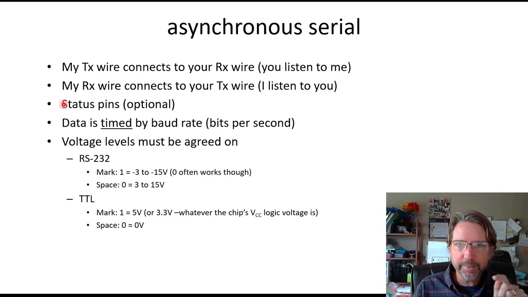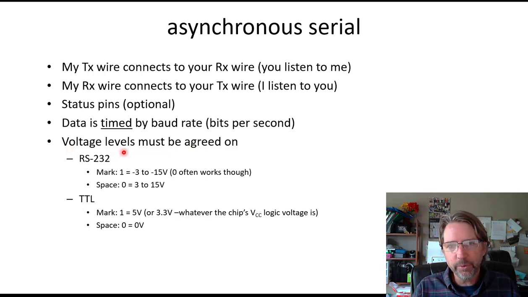Now we send each bit over the wires, and so we have to hold it for a certain amount of time. And for asynchronous serial, each bit is timed by agreeing on a baud rate. Baud means bits per second. So 9600 baud, you've probably set your Arduino to communicate at that baud rate. That means 9600 bits per second being sent out. So 1 bit is 1 over 9600 seconds long.